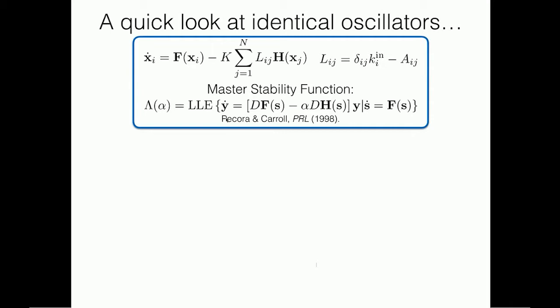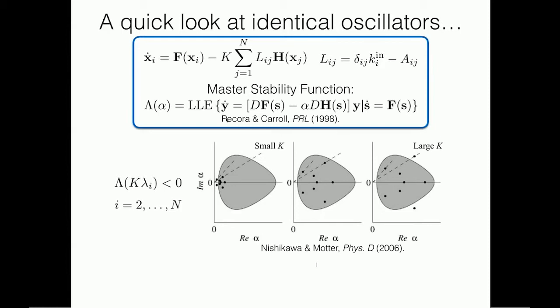Of course, the big breakthrough came in 1998. I was actually in 6th grade at the moment. But when Lou and Tom came up with the master stability function approach, which is basically the largest Lyapunov exponent of this system, the main idea is that you want all of your eigenvalues, scaled by your coupling strength, to fall in the stability region where that largest Lyapunov exponent is negative.